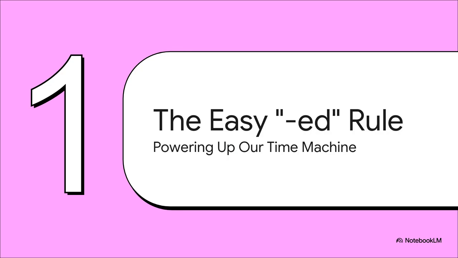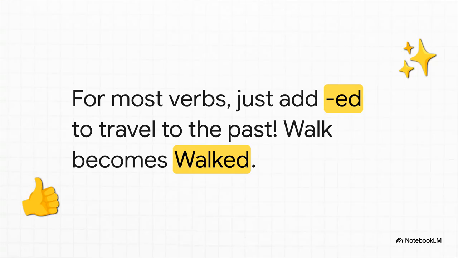Okay, so how do we get this time machine all powered up and ready to go? Well, the main control is actually super simple. It's pretty much all about adding ed. For a whole bunch of action words, verbs, you just tack ed onto the end. It's kind of like flipping a switch that sends the word right into the past. So if you walk to school today, yesterday you walked to school.